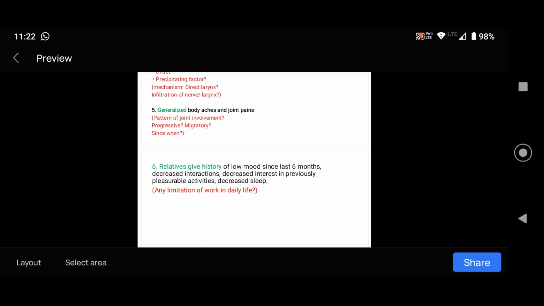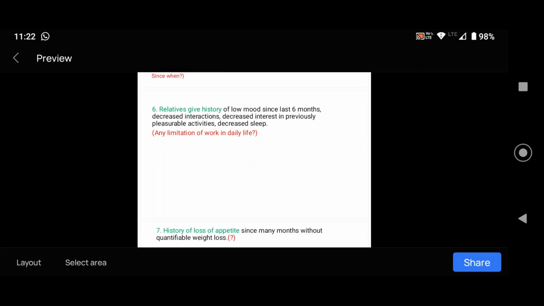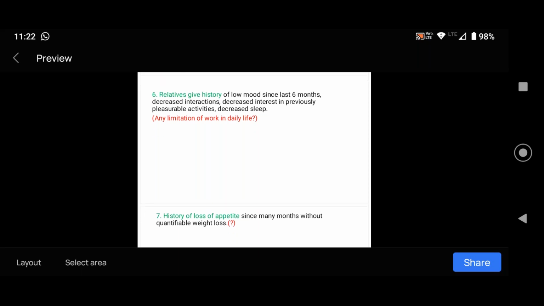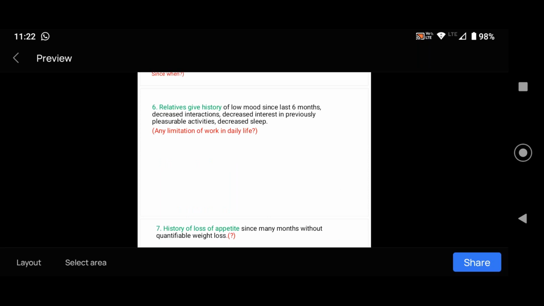Ma'am, the relatives are giving the history of low mood, so that means it is significant that relatives have noticed. We just wanted to know whether there was an episode of unemployment or limitation in daily work life, which would further corroborate that this is a significant complaint. So this was a significant complaint in the sense that the relatives noticed that he was feeling a little low, and he had restricted his social interactions. However, that did not affect his work or his day-to-day life. He had no suicidal ideations, so he was feeling a little low.